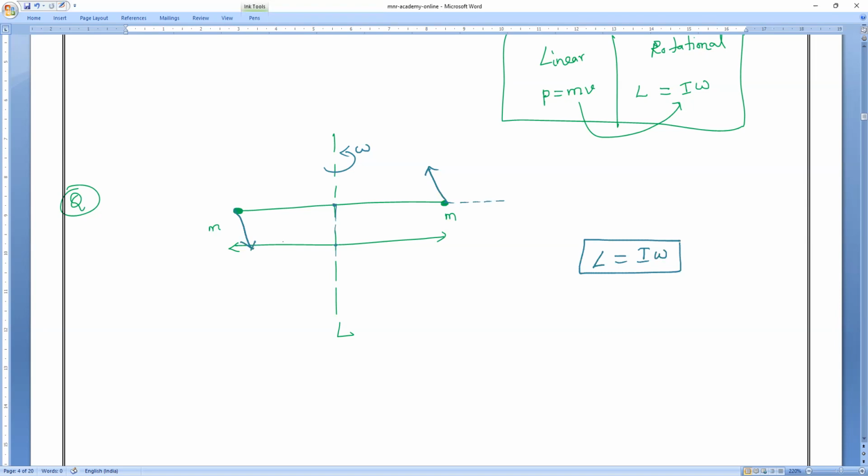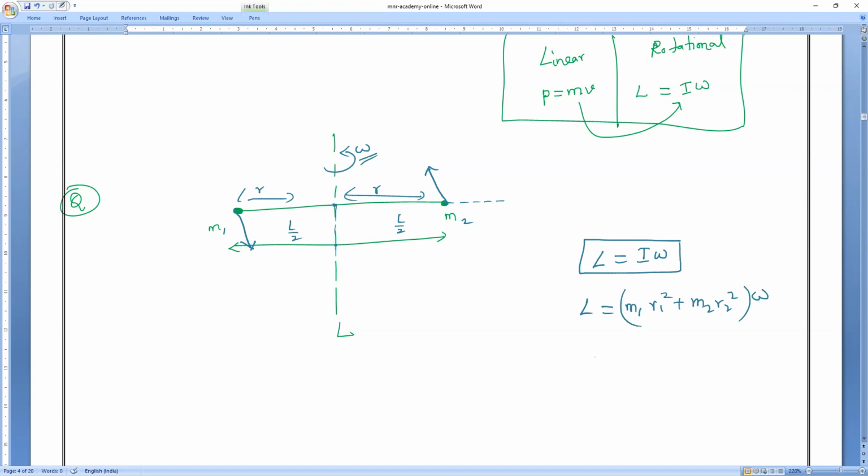So from the axis of rotation, this distance will be L by 2 and this distance will also be L by 2. So what is the total angular momentum? This is R, and this is also R. Let me take this as M1 and this as M2. So it is M1 R1 square plus M2 R2 square, into angular velocity omega.